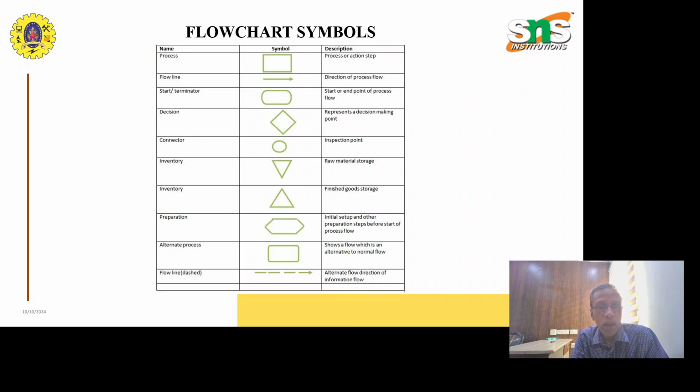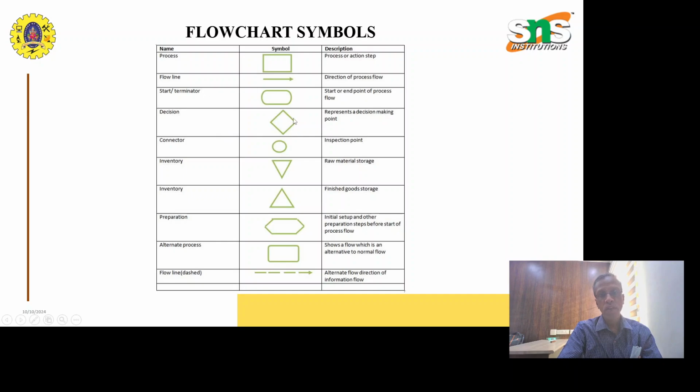Apart from that, we have other symbols also. That is the symbol for a process or action step, a small square box. And the flow line, we already discussed, shows the direction of process flow. And the start and terminator, that is an oval shape symbol, marks the start or end point of the process flow.